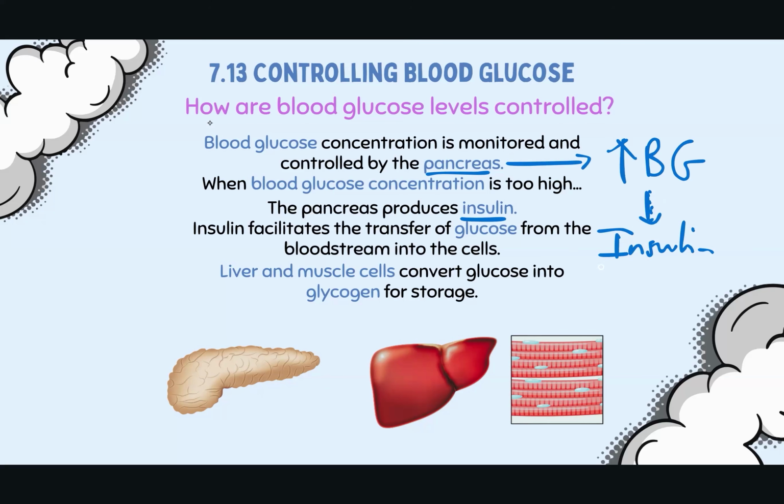Now, the insulin is picked up by the liver and the muscles, and because they have receptors inside them, the receptors attach to the insulin and they start absorbing glucose from the bloodstream. What the liver and the muscles do is convert glucose into glycogen, this word here. And then that glycogen is stored inside the muscles and inside the liver.